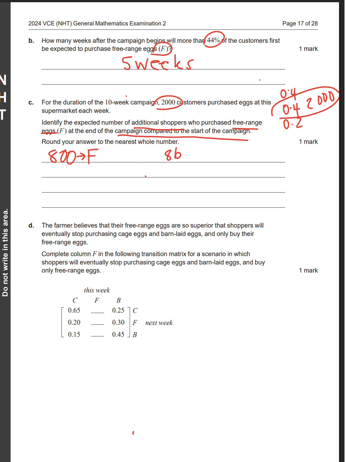Okay, the farmer believes that their free-range eggs are so superior that the shoppers will eventually stop purchasing cage eggs and barn-laid and only buy their free-range eggs. Complete column F in the following transition matrix. All right, so F to C, well, if they're so superior, once you obviously try the free range, you're never going to go back. So F to C is going to be 0. F to F is going to be 1 because everyone who buys free range will stay at free range, and therefore that is also going to be a 0.